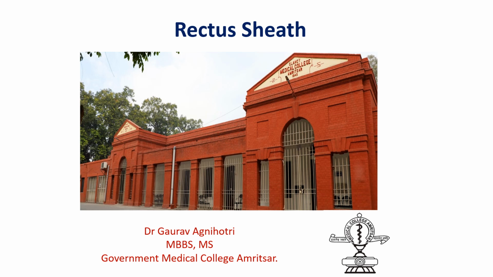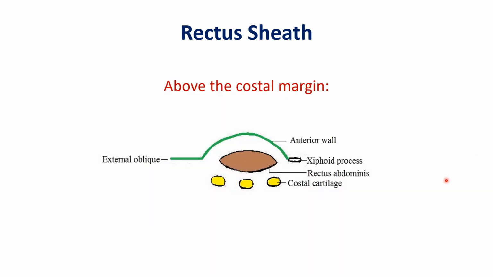So this class is on rectus sheath and its contents. I'm Dr. Gaurav Agnihotri. So the rectus sheath has got an anterior wall and a posterior wall. Now anterior wall of rectus sheath has got some characteristics which you should know. It is complete. It is not deficient anywhere. It is adherent to the rectus abdominis by tendinous intersections, but its formation is variable.